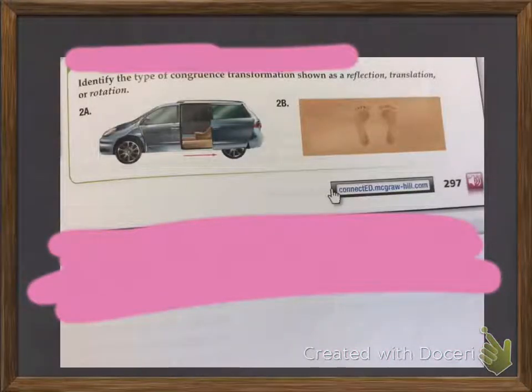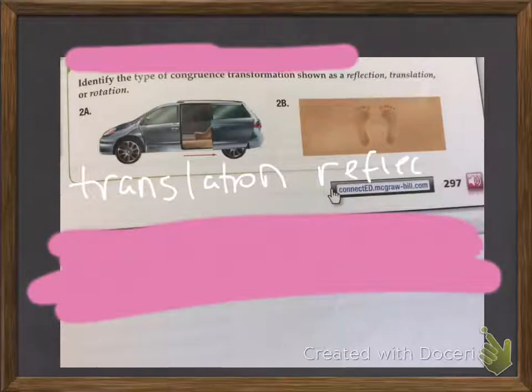The next problem has you look at two different pictures, real-life pictures, and also talk about what could be the congruence transformation here. So we're looking for either a flip, a slide, or a turn. So if you think about a door opening on a van, that is more like a slide. So we're going to say this is a translation. And then two footprints in the sand. Those look like they would be reflecting off of each other, so this is the reflection.